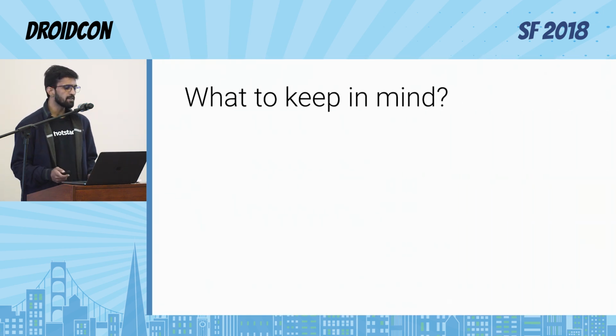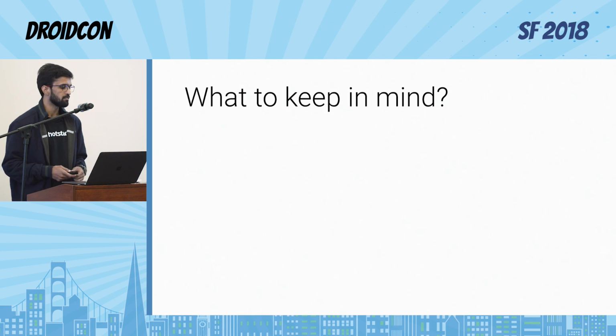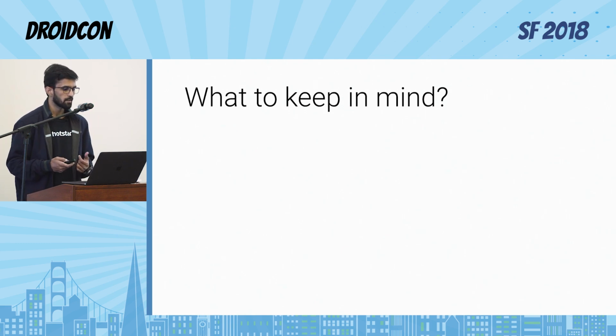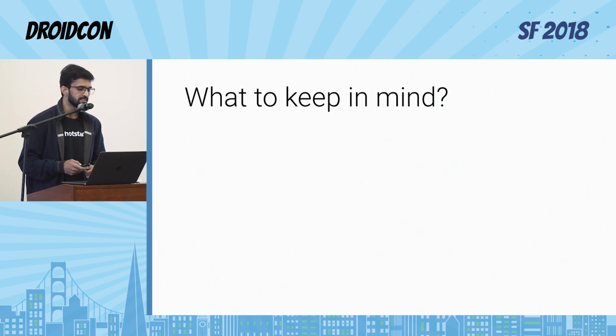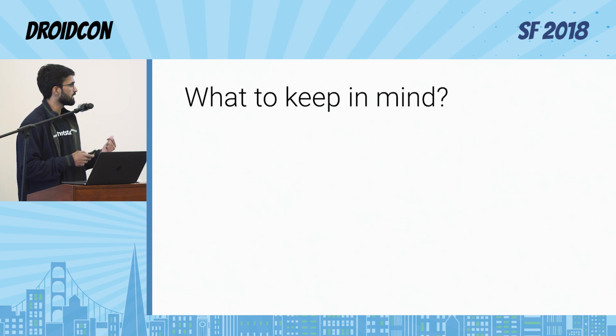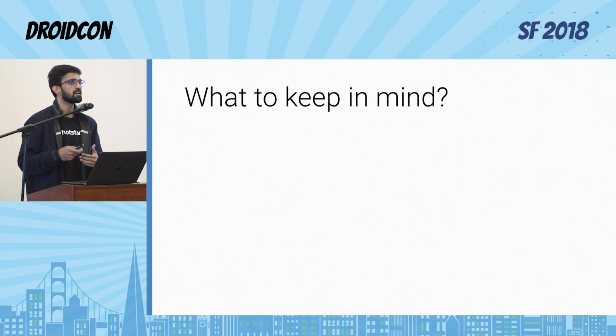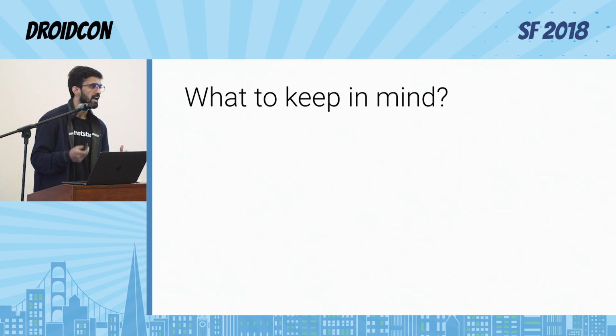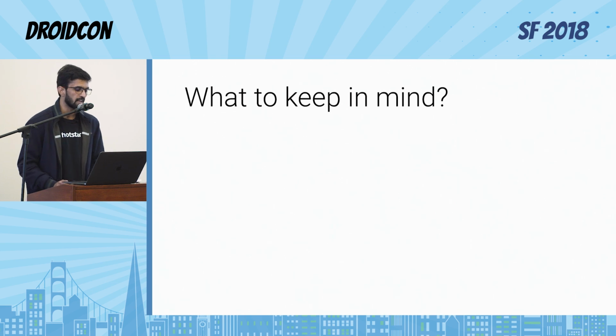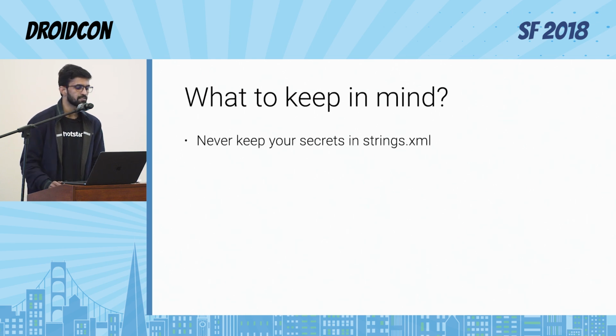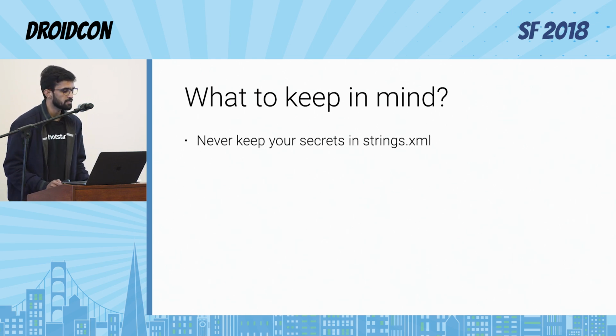And for that to happen, we have to keep a few things in mind. As we saw earlier how people are breaking things, we will have to keep that in mind and make a few changes in how we are doing things now. So we saw how easy it was to look into the strings and replace them. So be aware of it. Never keep your secrets in string.xml.